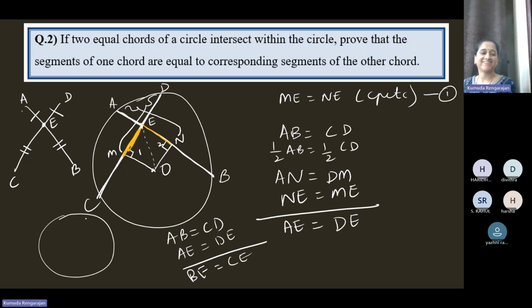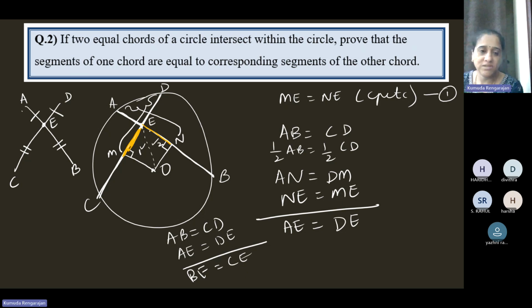Circle. Okay. Drawing perpendiculars from the center to the chord. That's one thing. And then we join this to get two triangles. So now we show that these two triangles are congruent.